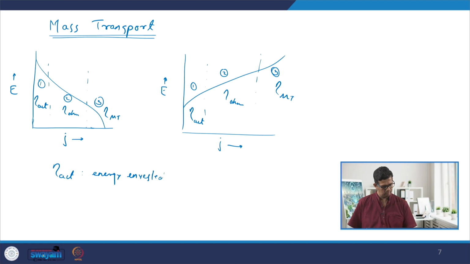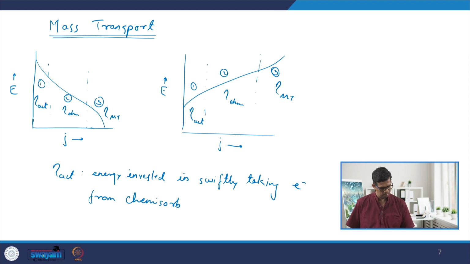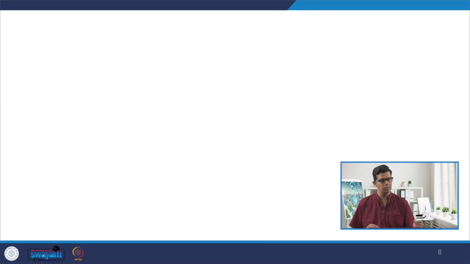invested in swiftly taking this electron from the chemisorbed hydrogen. So if you remember the reaction, it is M dot H, which means hydrogen chemisorbed on metal nanoparticle, basically undergoes this reaction to H plus, which is again near the electrode. We have seen this reaction before. So this is for the fuel cell.